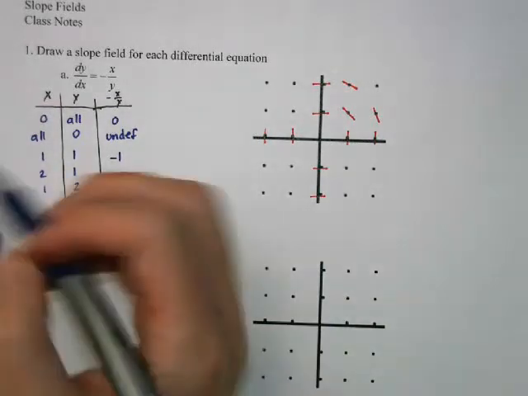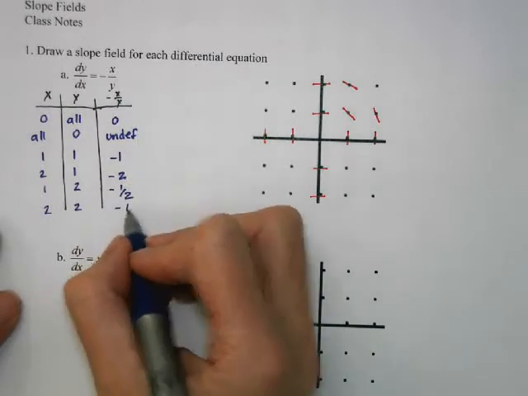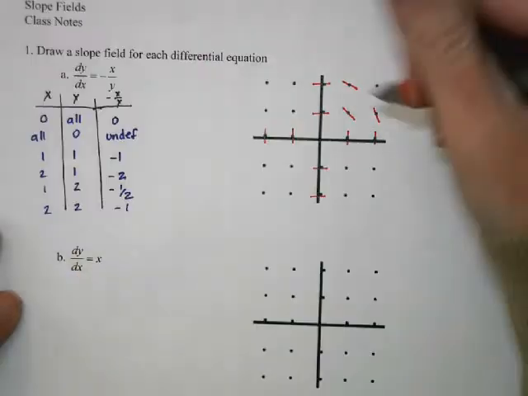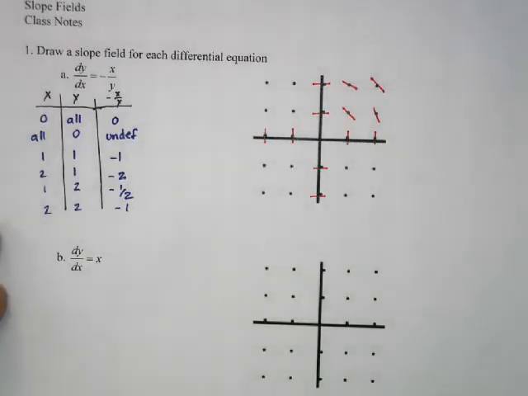The last one is going to be (2, 2), which is going to be negative 2 over 2, which is negative 1 again. Okay, so that's the first quadrant.